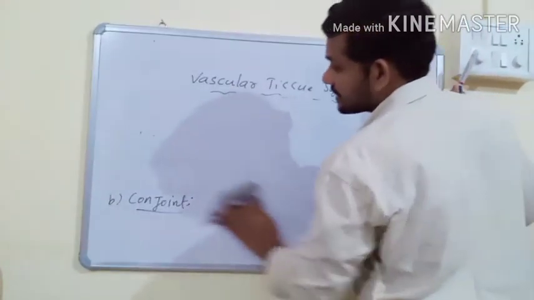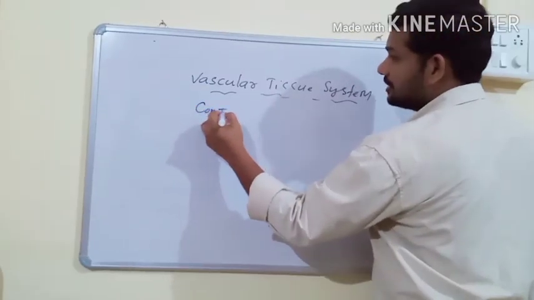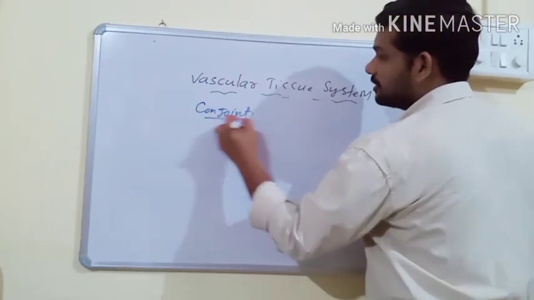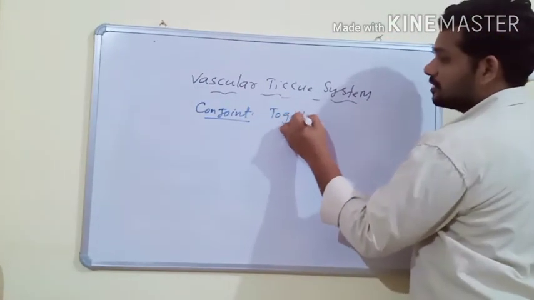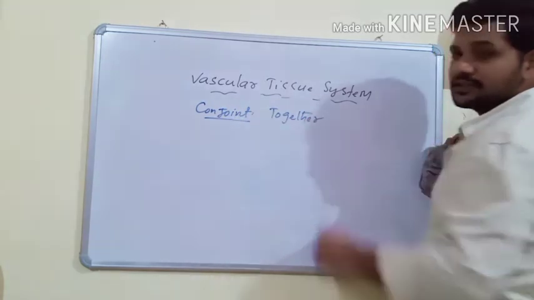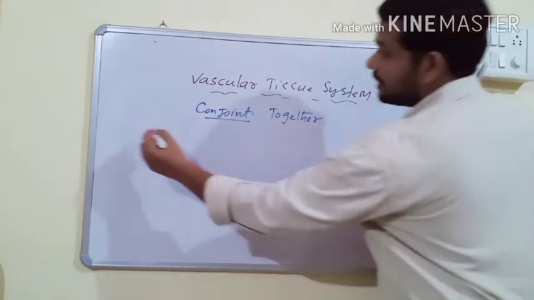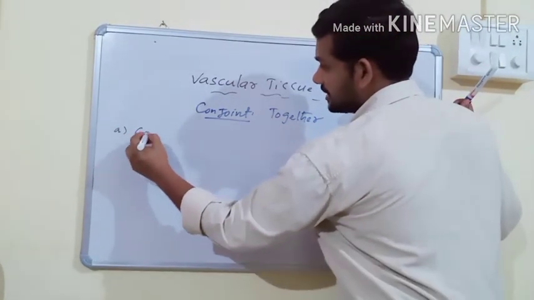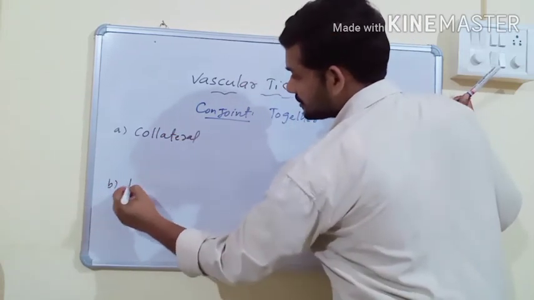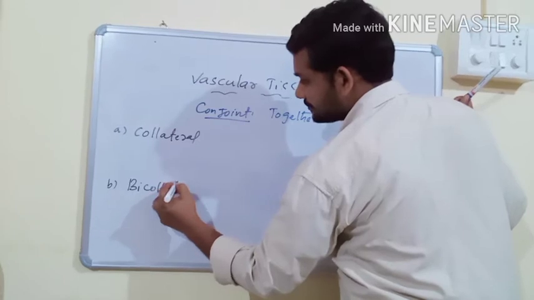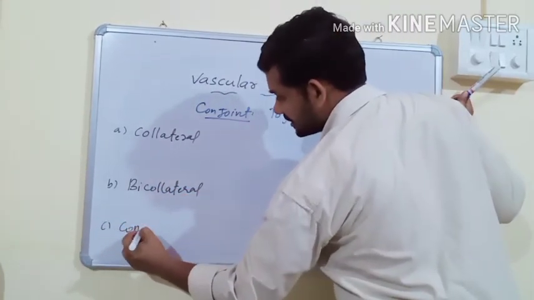And the second one is conjoint vascular bundles. Conjoint means both xylem and phloem bundles are present together. If both xylem and phloem are present together, then the vascular bundles are known as conjoint vascular bundles. Conjoint vascular bundles are again of three types: conjoint collateral, conjoint bicollateral, and conjoint concentric.